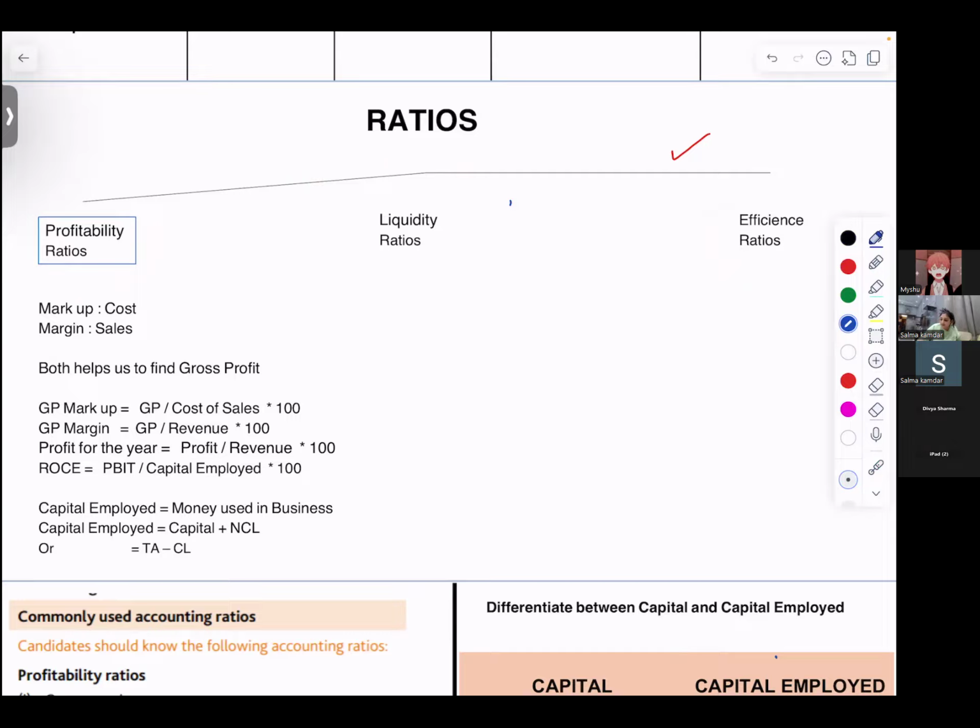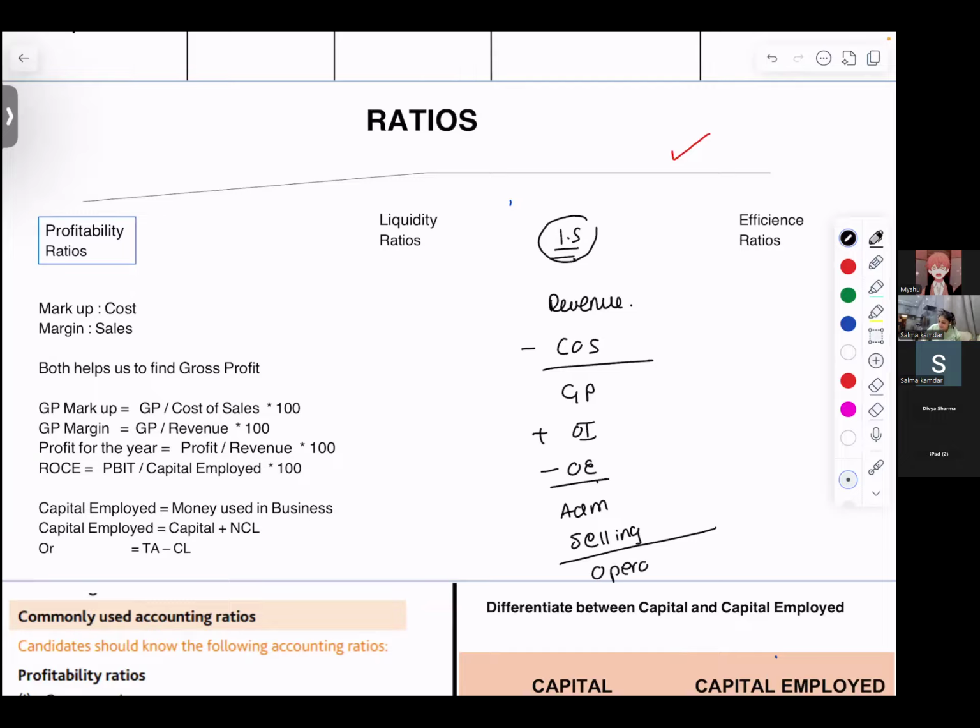When you're doing ratio, we expect a particular format of the income statement. Do you know the format of the income statement which we use in ratios? The particular format: revenue minus cost of sales, add other income, minus other expenses. Which are the other expenses? Administrative expenses and selling and distribution expenses. That gives us the operating profit. And this operating profit is also called PBIT, profit before interest and tax.